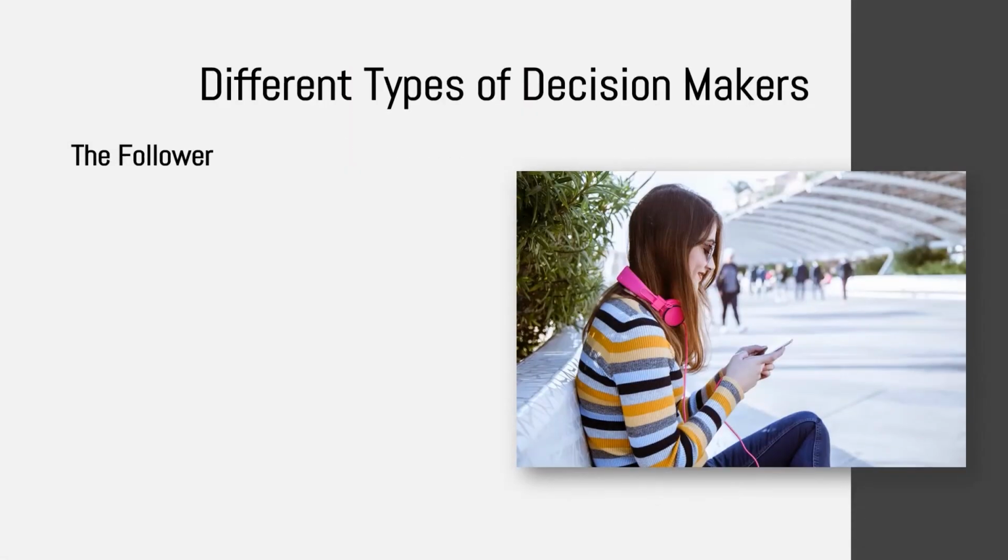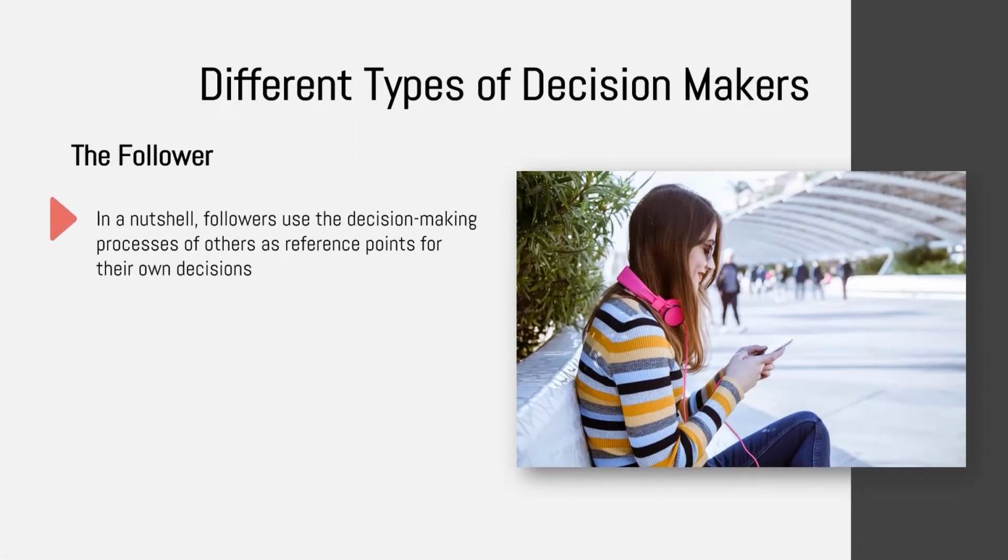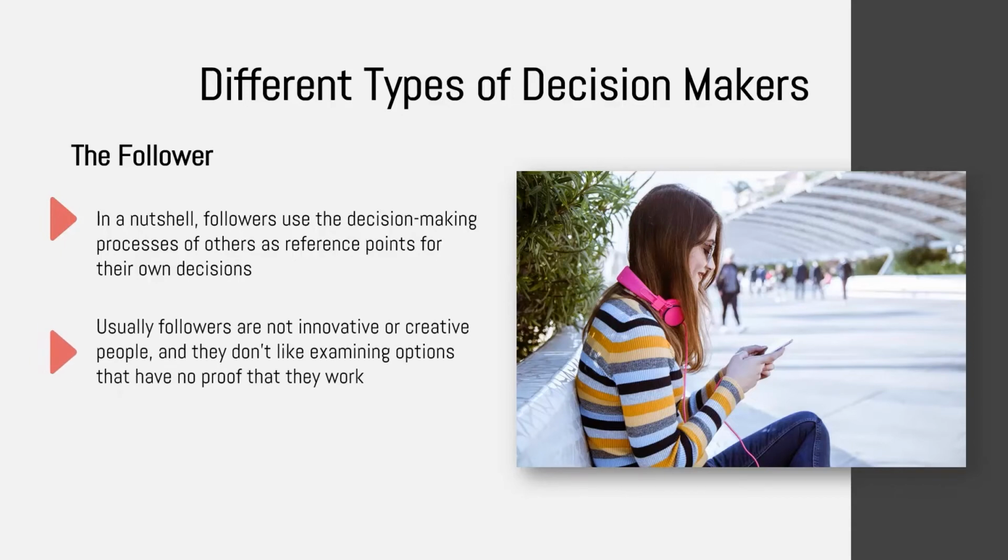The follower. In a nutshell, followers use the decision-making processes of others as reference points for their own decisions. They like to do things that have been proven to work for others in the past. Venturing into uncharted territory is not something that a follower likes to do. Usually followers are not innovative or creative people, and they don't like examining options that have no proof that they work.